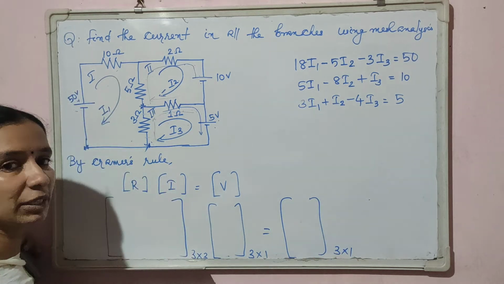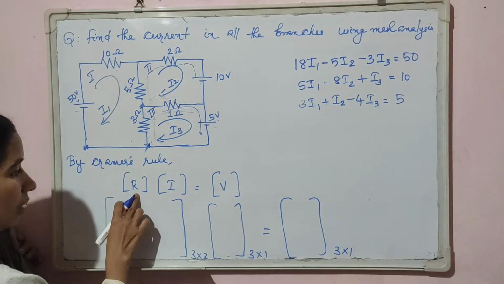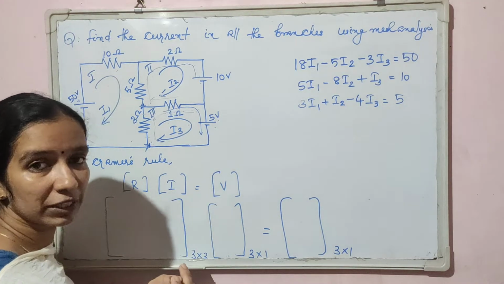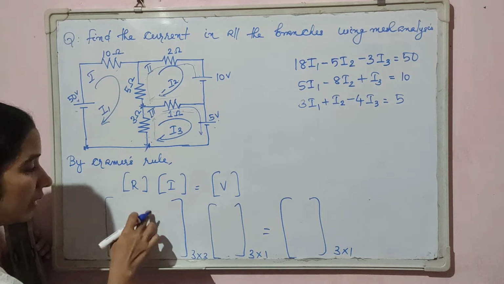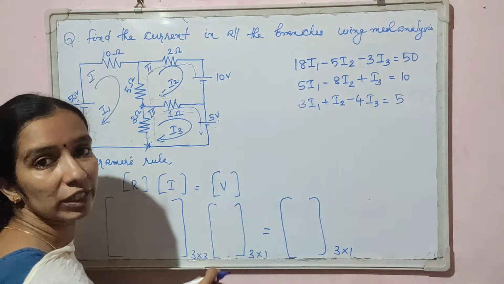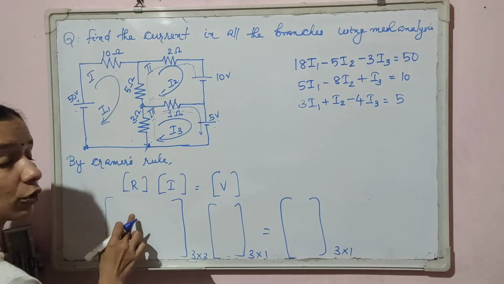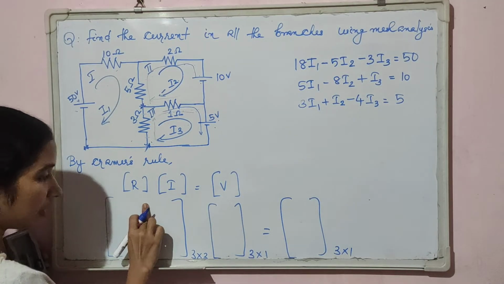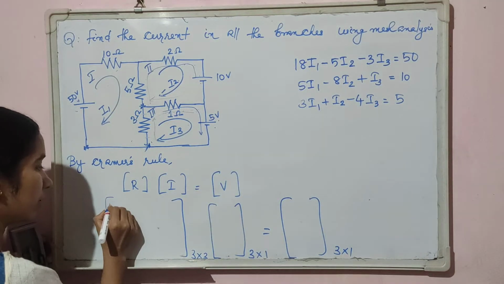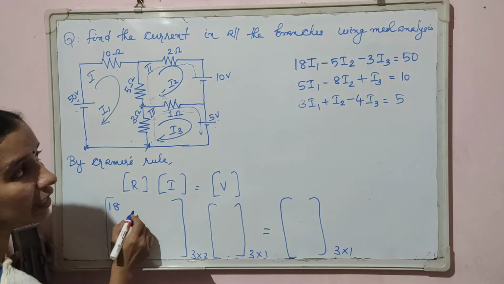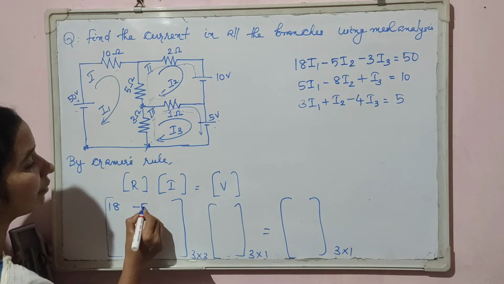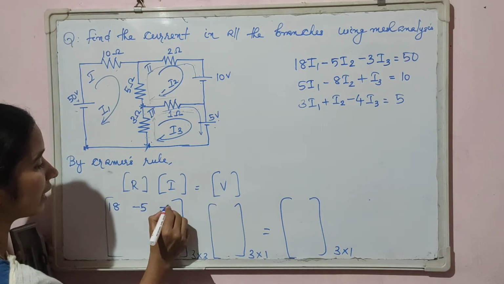So now let us write the matrix. This is the resistance matrix, also known as the coefficient matrix, and it will have 3 rows. The first row corresponds to the first equation. So write the coefficients of I1, I2 and I3 from the first equation. So this will be 18. The coefficient of I1 in the first equation is 18. That of I2 is minus 5. That of I3 is minus 3.